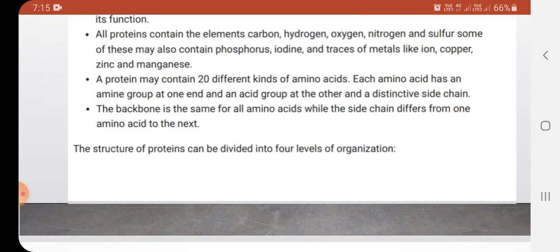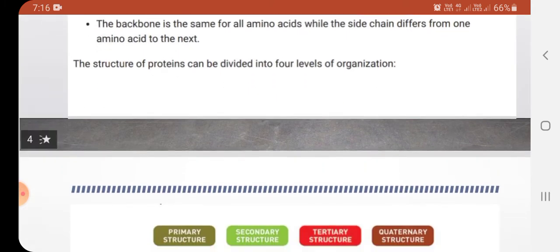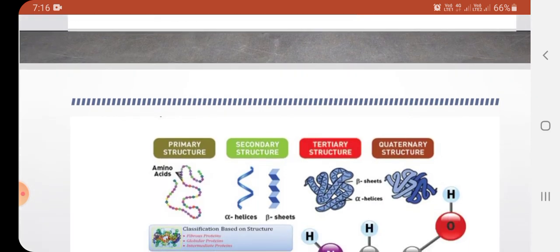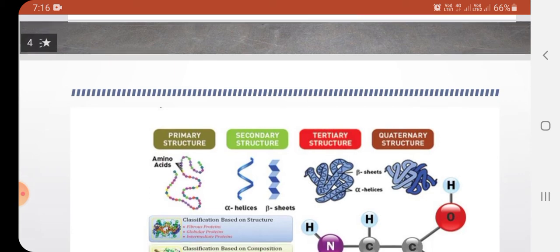The structure of protein can be divided into four levels of organization. These may be primary structure, secondary structure, tertiary structure or quaternary structure.